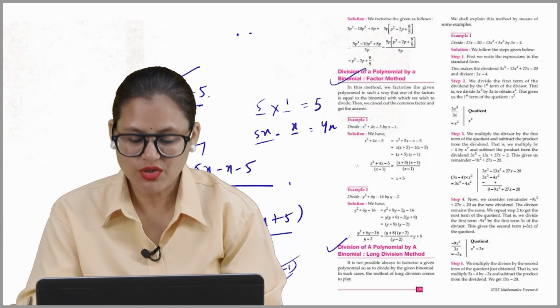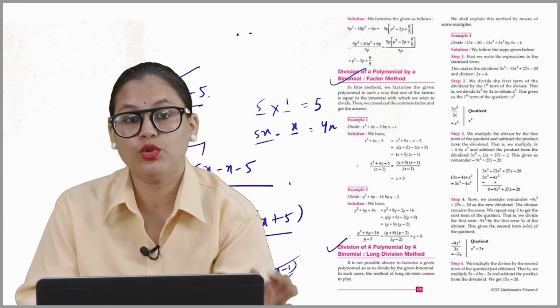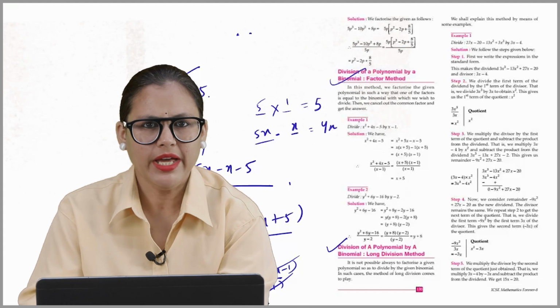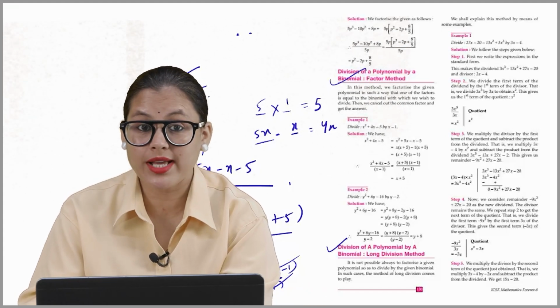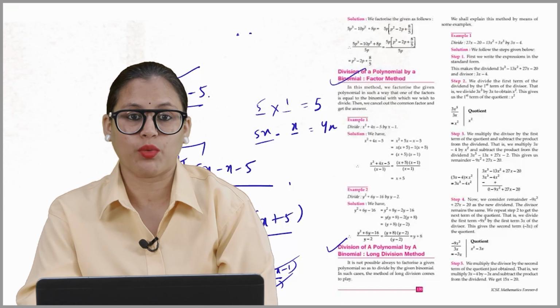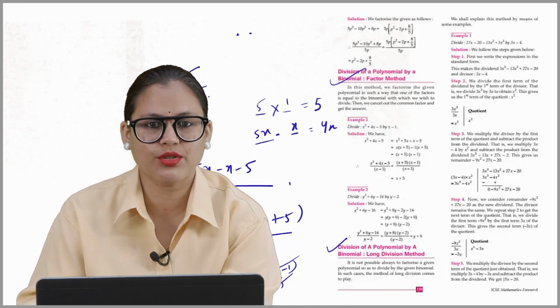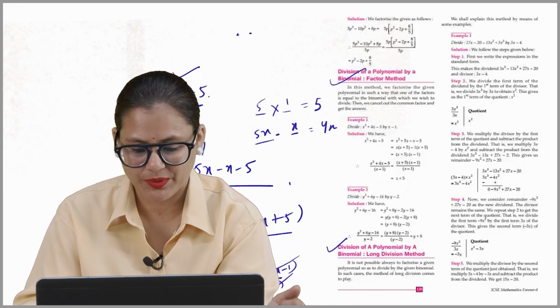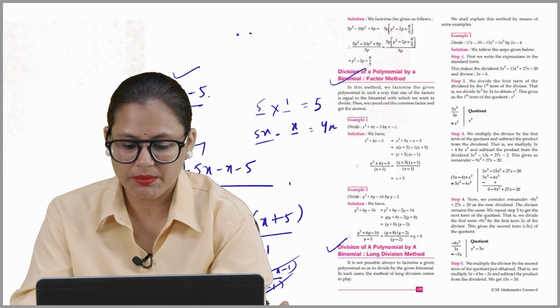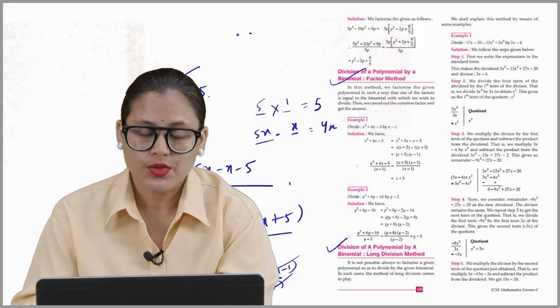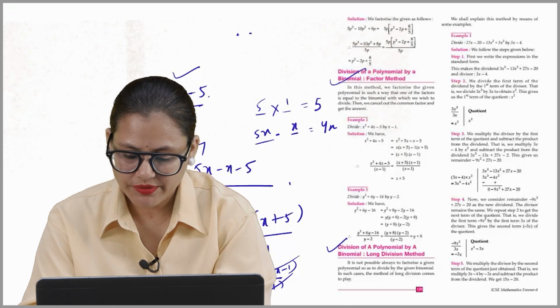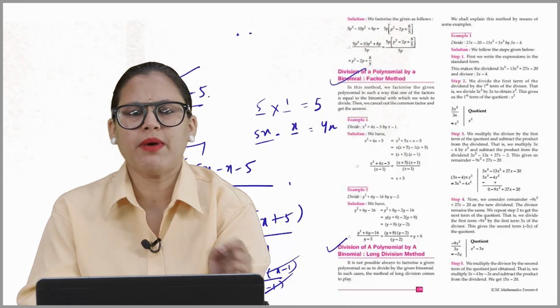Next, division of a polynomial by a binomial, long division method. It is not always possible to factorize a given polynomial so as to divide by the given binomial. So in such cases, the method of long division comes into play. We shall explain the method by means of some examples. So example 1 is given here. We have to divide this expression by 3x minus 4.